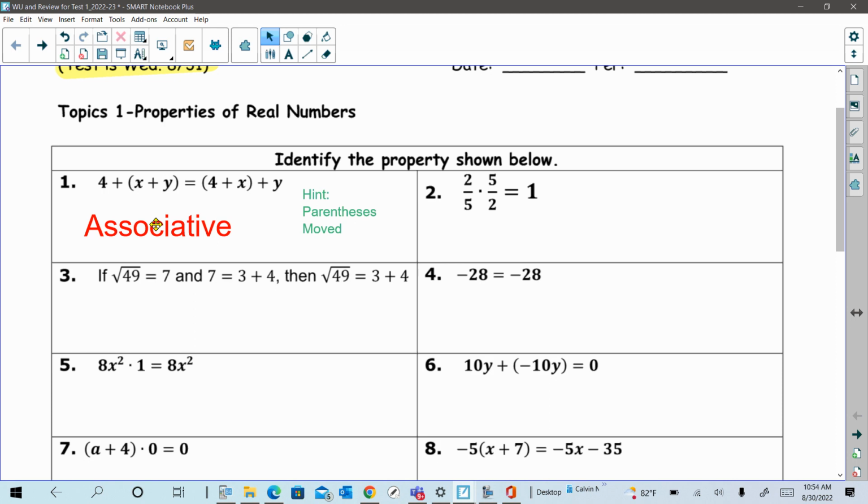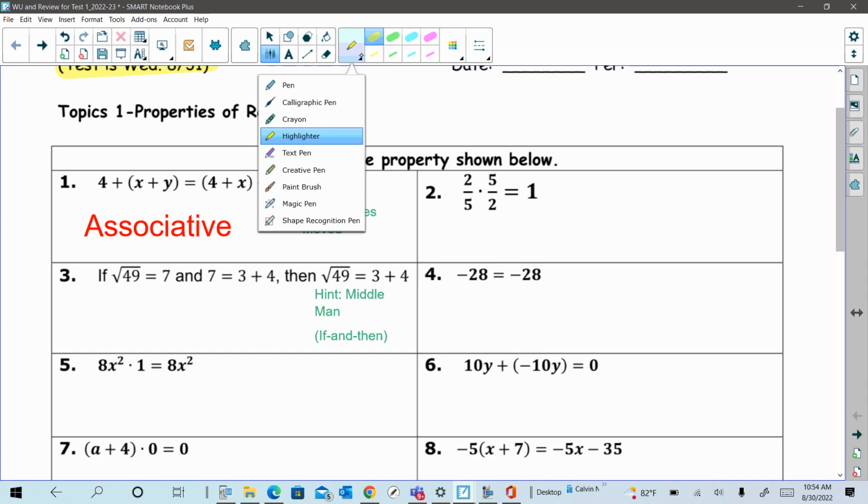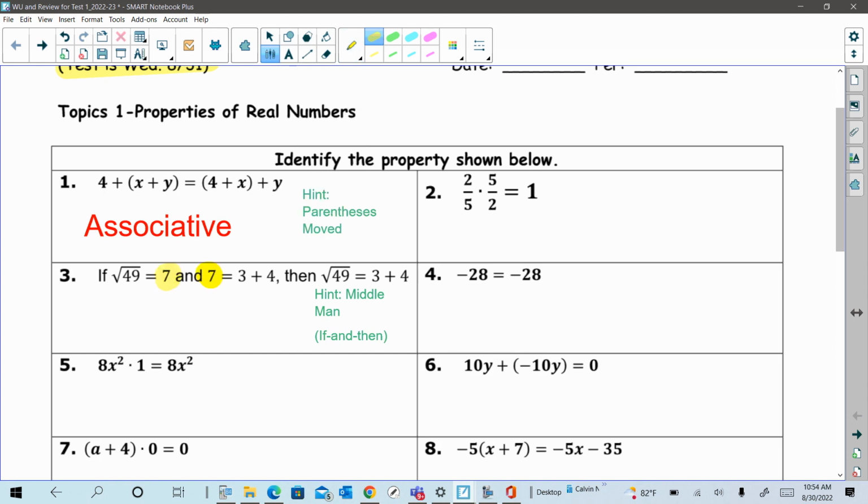Here, if you read it from left to right, hopefully you see maybe a middleman or an if and a then statement. Anytime I see the word if and the word then, or I see something they have in common, like the middleman here is the 7 here and the 7 here, then I can cancel that out. And then I can go to the transitive property here. So the square root of 49 equals 3 plus 4.